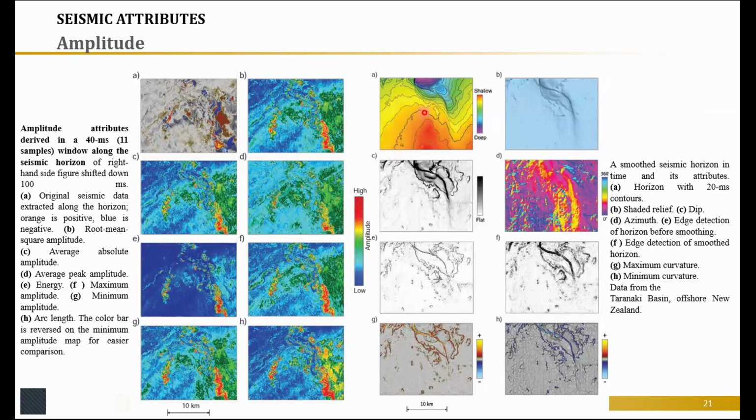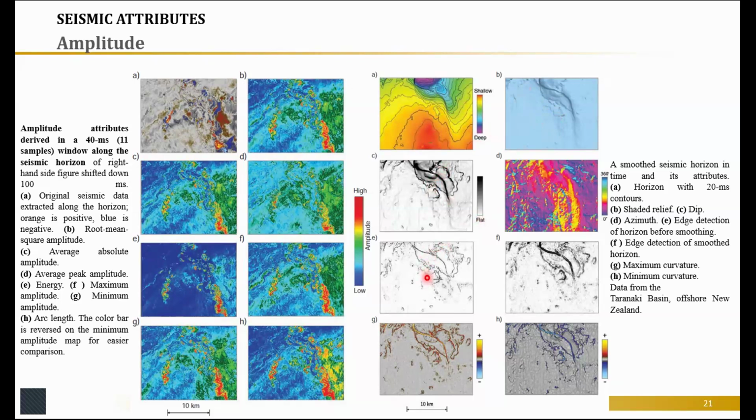And you can see here, this is the structure map for the surface. And then they extracted some of the horizon attributes with some window length. Then they calculated the shaded relief, and then depth, and then the azimuth.